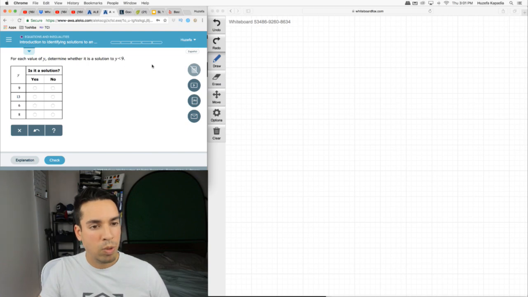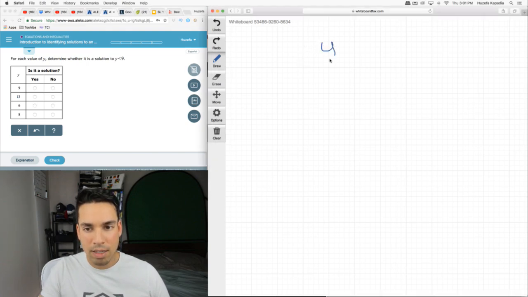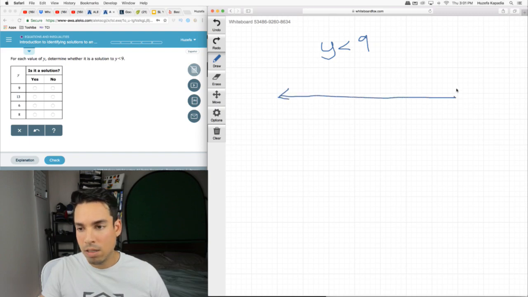For each value of y, determine whether it is a solution to y is less than 9. So what does this mean, by the way? Well, this means that y can be any value less than 9. Not 9, it can be any value less than 9.